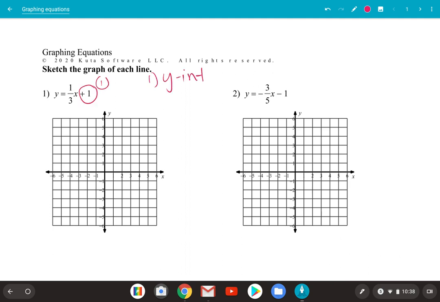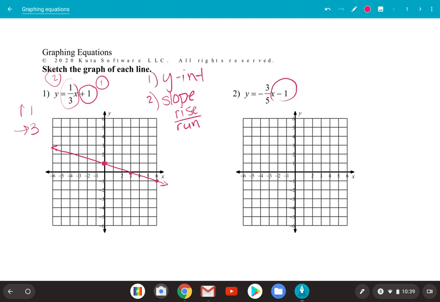That's this one. You're going to put a dot at 1 on the y-axis. Second thing you're going to do is your slope. This is your rise over your run. So here's number 2. We're going to go up 1 and to the right 3. We always go to the right. If the first number was a negative, we just go down, but we always go to the right. So down 1 over 3, down 1 over 3, and then connect your dots to make a line.